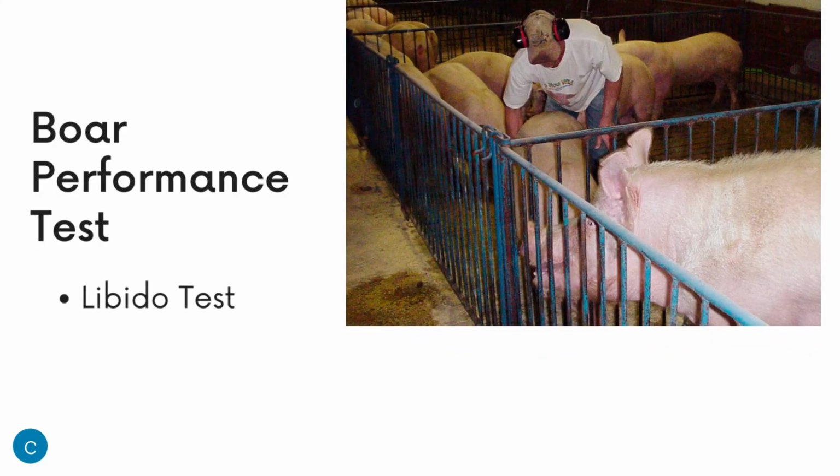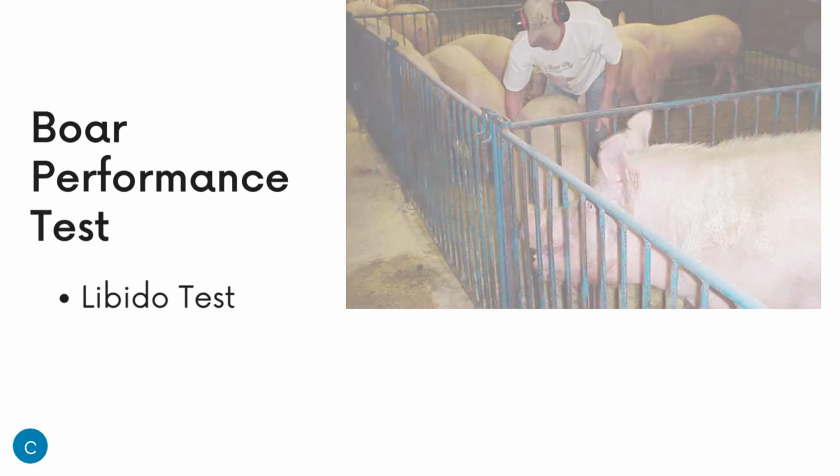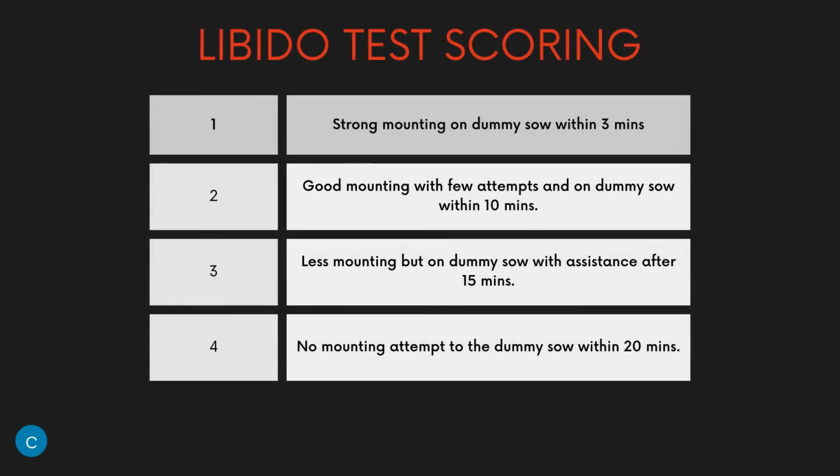For the boar performance test, we have the libido test. Libido test scoring. 1 means strong mounting on the dummy sow within 3 minutes. 2, good mounting with few attempts on the dummy sow within 10 minutes. 3, less mounting but on the dummy sow with assistance after 15 minutes. 4, no mounting attempt on the dummy sow within 20 minutes.